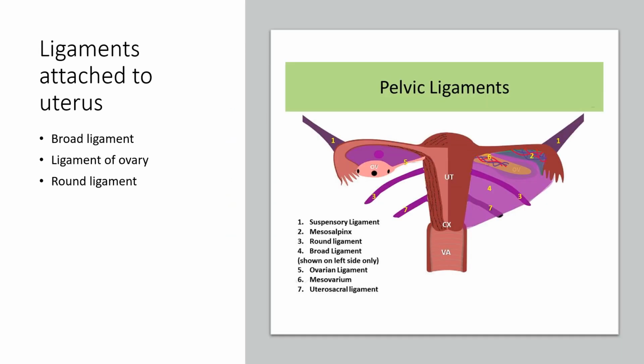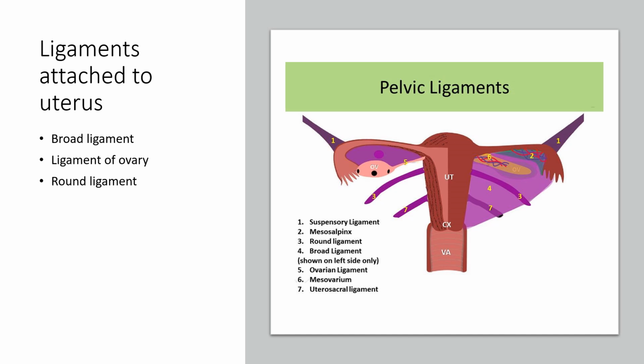Now ligaments, this is very important. Whenever you are doing an operation, there is a chance that the ligaments may get torn and there may be a hemorrhage, as ligaments contain the arteries and veins. Now, ligaments attached to the uterus. There are three ligaments that are directly attached to the uterus: broad ligament, ligament of ovary, and the round ligament.